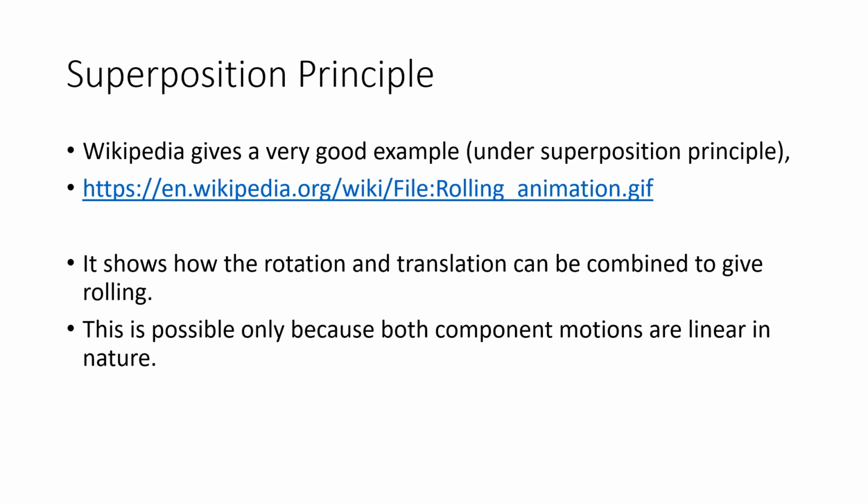This involves a rolling wheel which consists of rotational and translational motion. The rolling wheel's motion can be cut into rotation and translation, and when the two are added together, one gets the rolling motion. This is the real application of superposition principle.